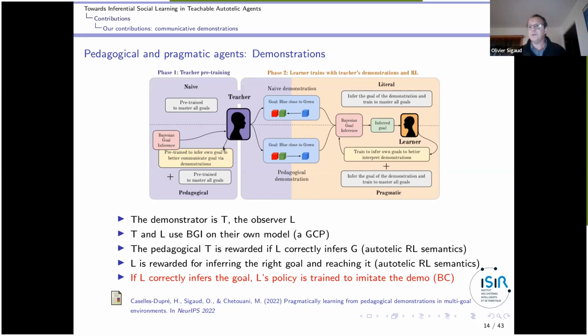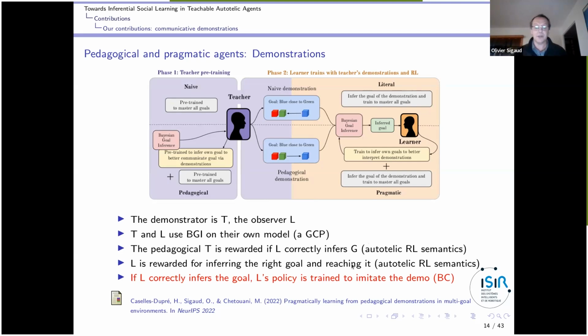Okay. And on the other side, we have the learner who does more or less the same. So it's inferring the goal using Bayesian goal inference from the demonstration of the teacher. And given the goal, it will try to reproduce it. Okay. And the idea is that the pedagogical teacher will be rewarded if the learner correctly infers the goal. So we are using this autotelic reinforcement learning semantics. Okay. And the learner will be rewarded for inferring the right goal and reaching it. Okay, that's again the same semantics.